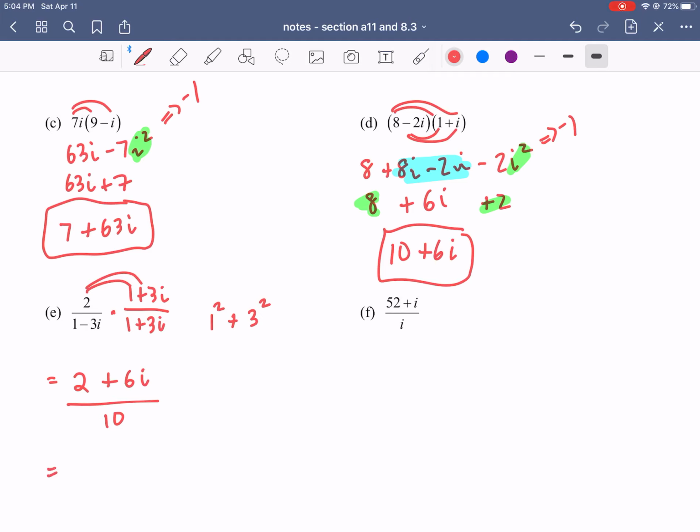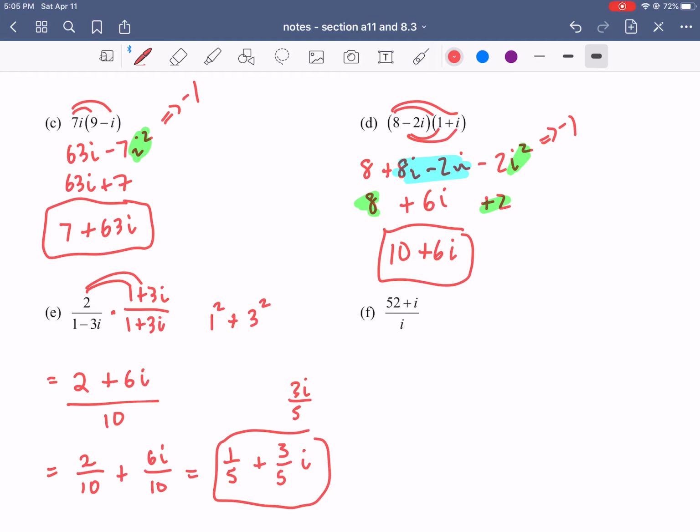Now, to write this in a plus bi form, we're going to split this through the numerator like we normally would. And so this is going to be 2 divided by 10 plus 6i divided by 10. Reducing those fractions is going to give us 1/5 plus 3/5 multiplied by i. Some of you are going to have the question, do I need to put the i in the numerator along with the 3 and write it so that it looks like this? That would be the exact same thing as what I wrote and boxed.